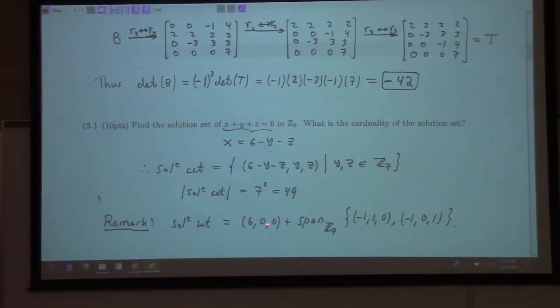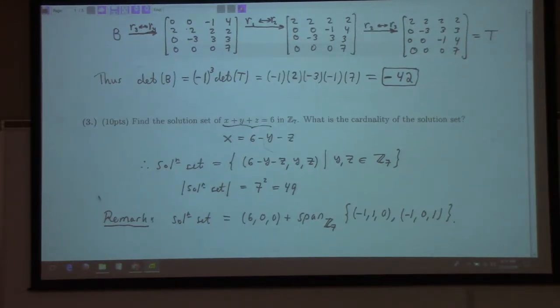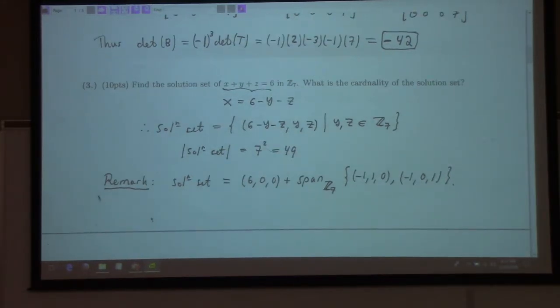By the way, it's interesting to note you can write the solution set as (6, 0, 0) plus the span of these two vectors. That kind of calculation will soon become important to you. That's why I put that remark there. But I didn't ask you to present your answer in that way because we just touched on this idea like one example. So I didn't think it was fair to ask you guys to do that on the test, right?